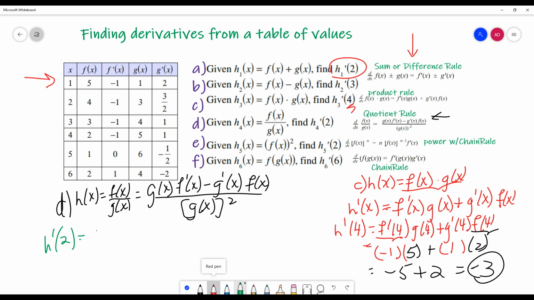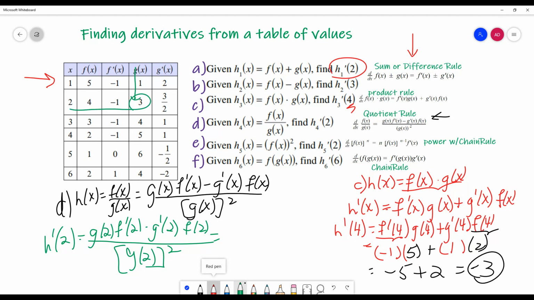So h prime of 2, I have to find g of 2 times f prime of 2 minus g prime of 2 times f of 2. The whole thing is over g of 2 squared. So here we go, g of 2. Now again, go to your table, g of 2, find their intersection, gives me 3. Okay, f prime of 2, find their intersection, it gives me -1. Minus g prime of 2, find those intersection, gives me 3/2. And then, of course, f of 2, find that, gives me 4.